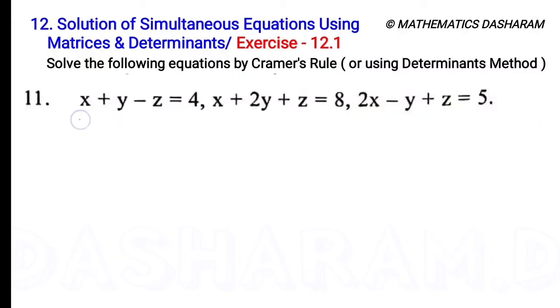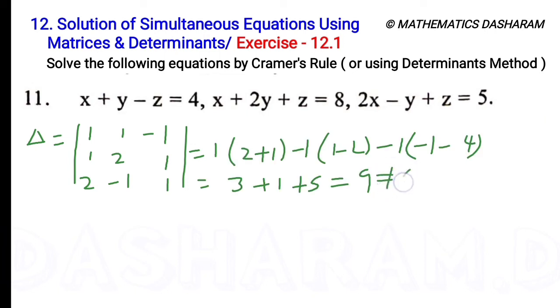11th question: x plus y minus z equals 4, x plus 2y plus z equals 8, 2x minus y plus z equals 5. So let's create the delta matrix. First equation coefficients 1, 1, minus 1; second equation coefficients 1, 2, 1; third equation coefficients 2, minus 1, 1. Let's find its determinant. It is 9, not equal to 0.